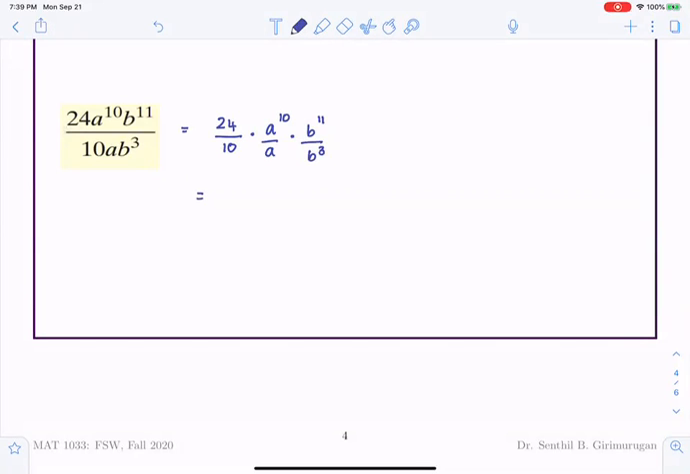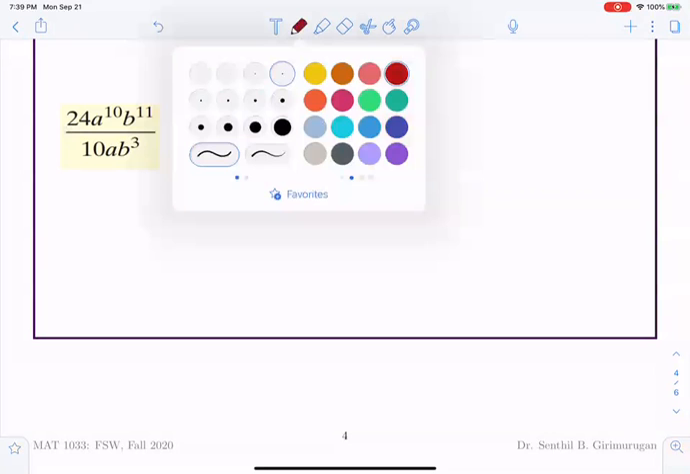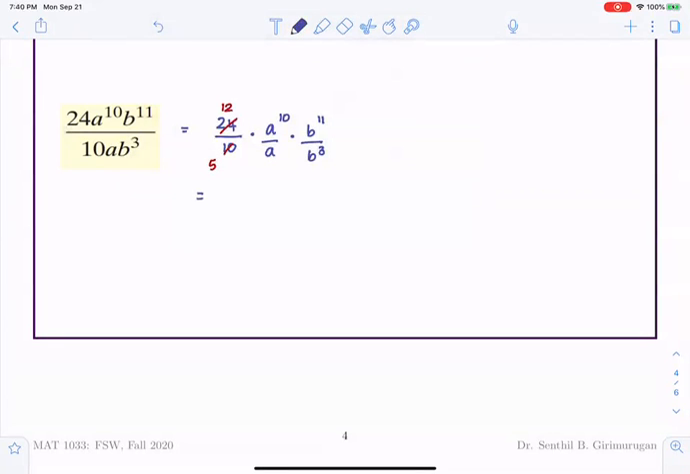A 2 is in common between 24 and 10, so 12 times 2 and 5 times 2. 12 times 2 is 24, 5 times 2 is 10. So we have 12 over 5. We have a common base of a, 10 minus 1. The denominator power is 1. Common base of b, 11 minus 3. So 12 over 5, a raised to 9, b raised to 8. And that's the final answer.